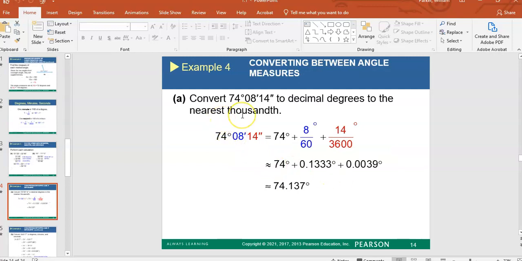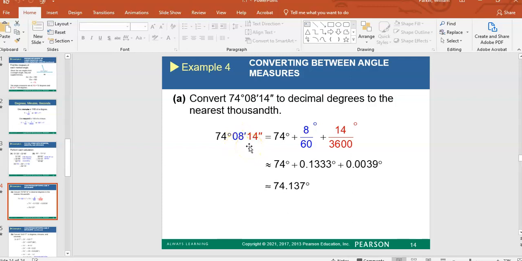Excellent. So now we're going to convert back and forth. We need to convert 74 degrees, 8 minutes, and 14 seconds to a decimal degree, to the nearest thousandth. So how do we do that? Well, 74 is going to remain. We're not going to touch that. But we need to turn the 8 minutes and 14 seconds into a decimal.